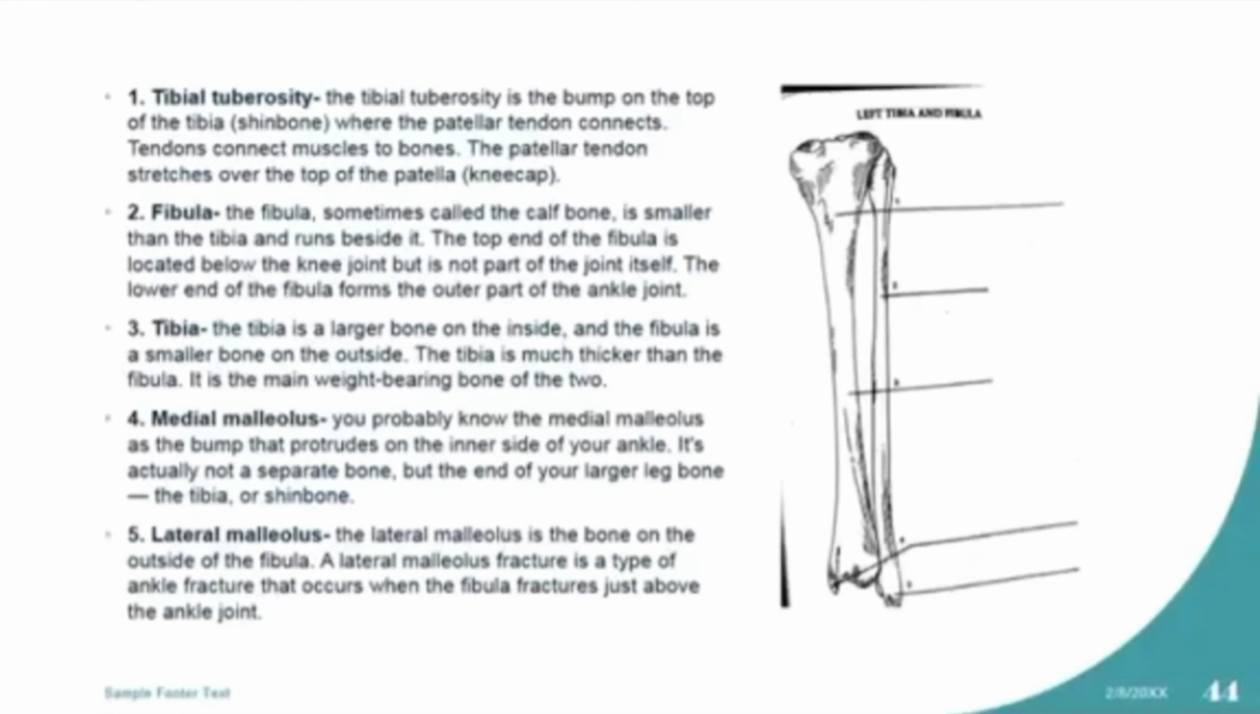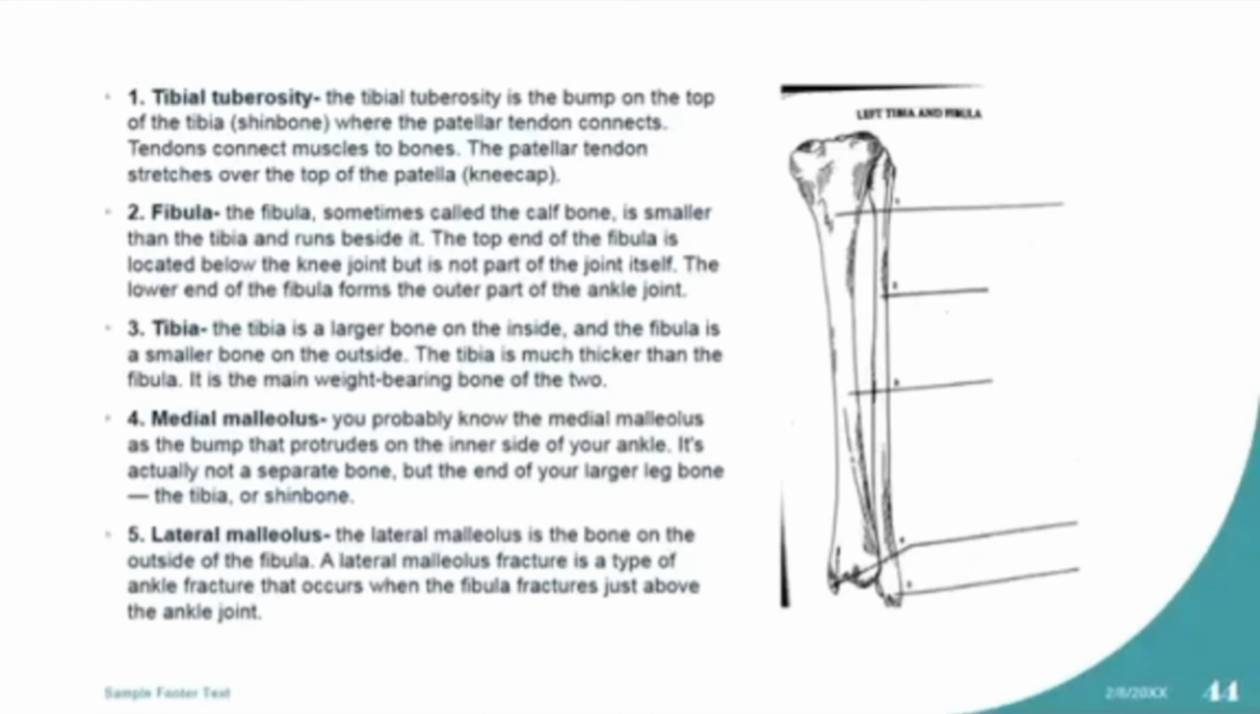Number 4 is medial malleolus. You probably know the medial malleolus as the bump that protrudes on the inner side of your ankle. It is actually not a separate bone, but the end of your larger leg bone, the tibia or shin bone.